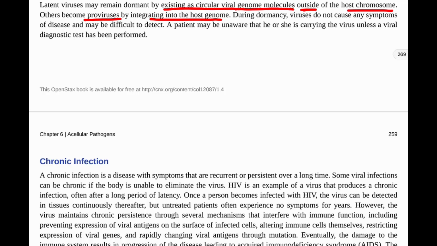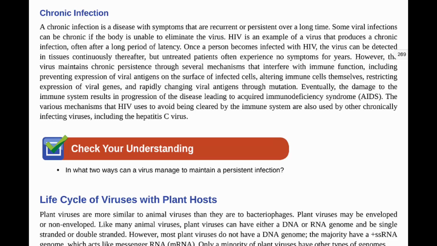During dormancy, viruses do not cause any symptoms, and they may be difficult to detect. So you may not even be aware that you're carrying the virus at all, unless a specific viral diagnostic test has been performed. That's common with the Epstein-Barr virus. Once a person has mononucleosis, oftentimes when they're younger, then that Epstein-Barr virus goes dormant and hangs out in the bloodstream. And then when things get a little bit stressful or something changes within the body, it can come back out and affect the body in a similar way to mononucleosis, but isn't considered mono at that point.